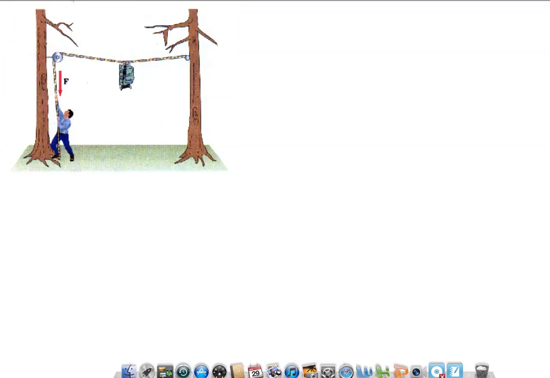Well, the first thing that I think about this problem is that it really doesn't have anything to do with torque. I think this might just be a force problem. Let's look at this situation right here.